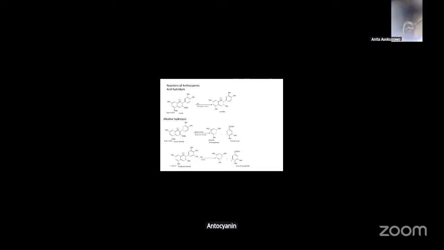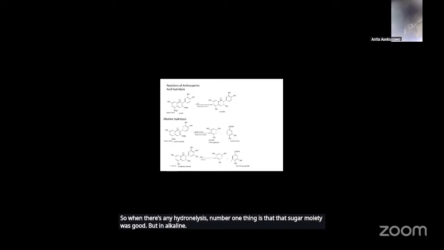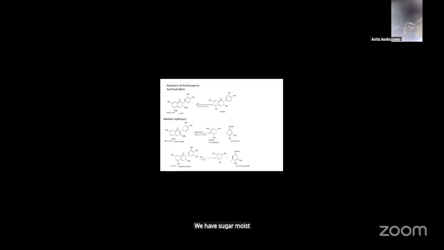Like I said, anthocyanin is the one that has a sugar moiety. So when there's any hydrolysis, number one thing is that the sugar moiety must go. But in alkaline, we have the sugar moiety going as well as the bond cleaving to form 2 products. Okay, we continue. Any question here?